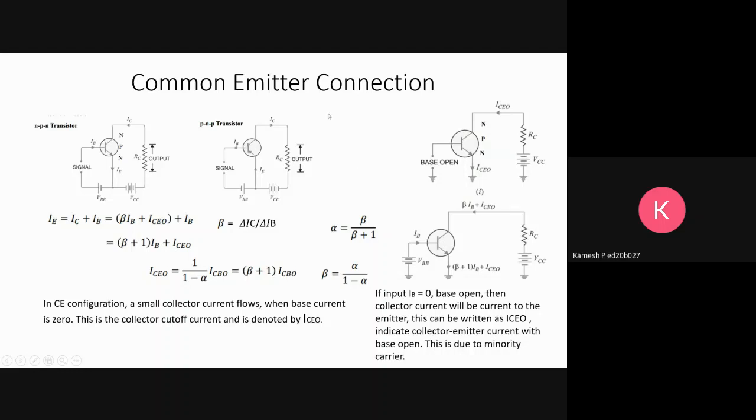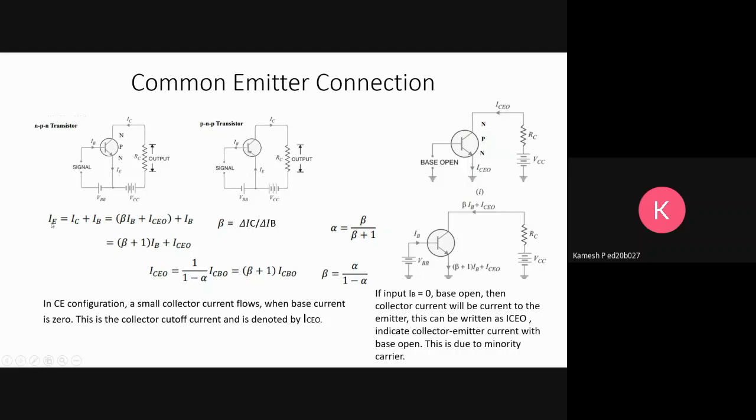constant. Now let's move on to common emitter connection. In common emitter connection, this is the most important one in all the three types of connections: emitter, collector, and base. Common base, common emitter, and common collector. You can see that when an NPN transistor is used, this is the form of common emitter, and when PNP is used, this is the common emitter form.